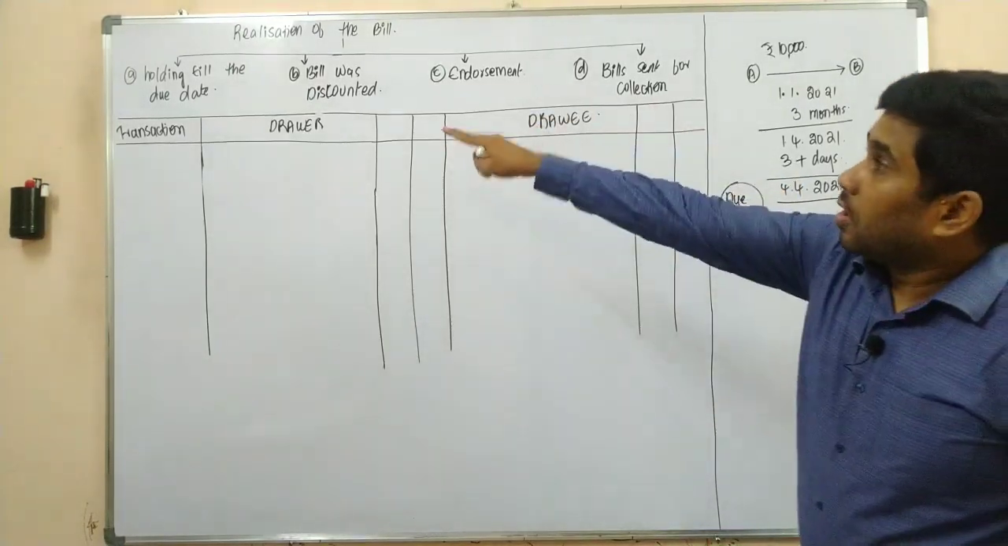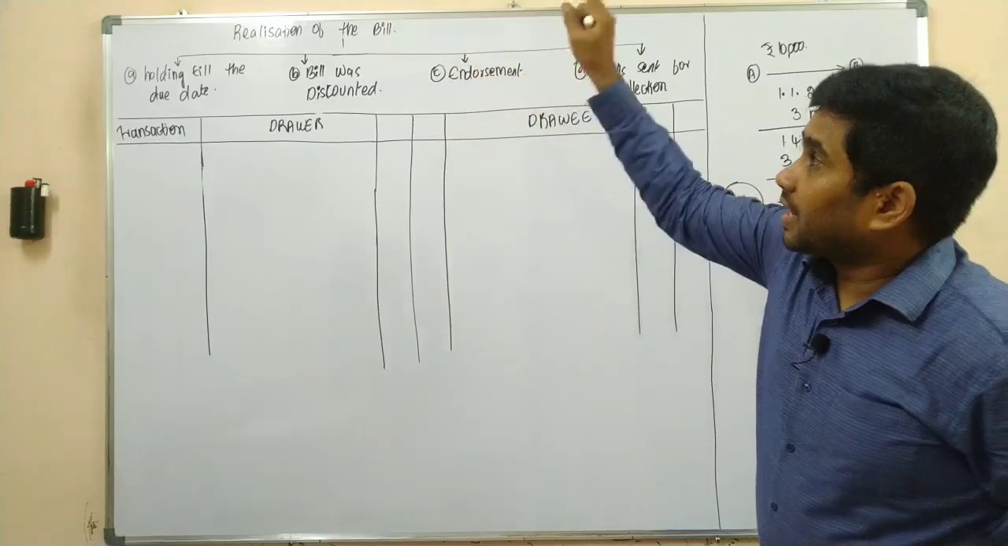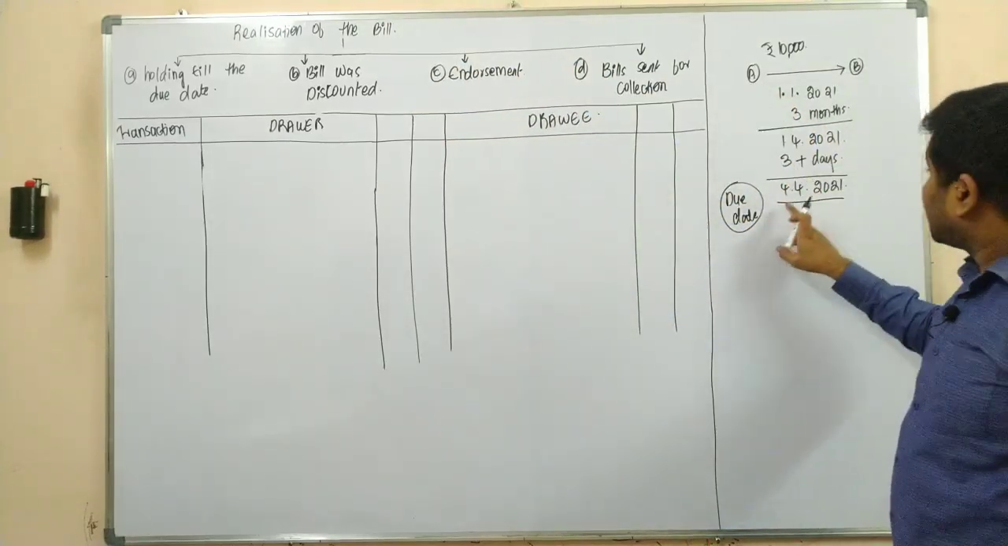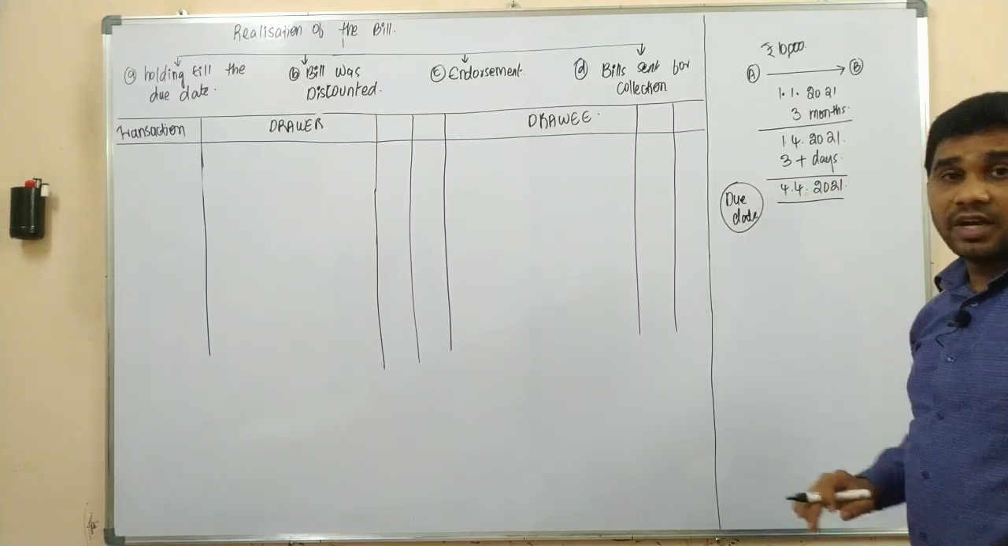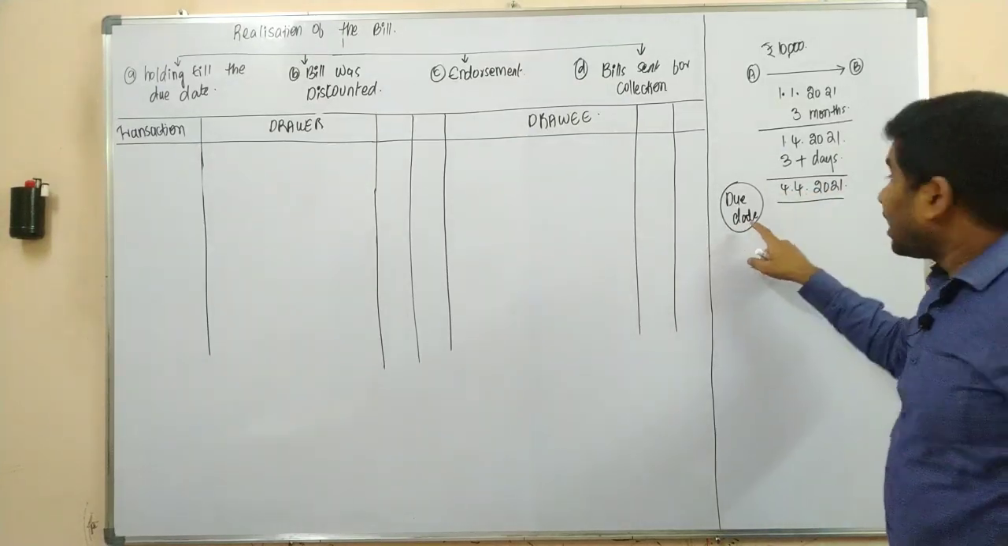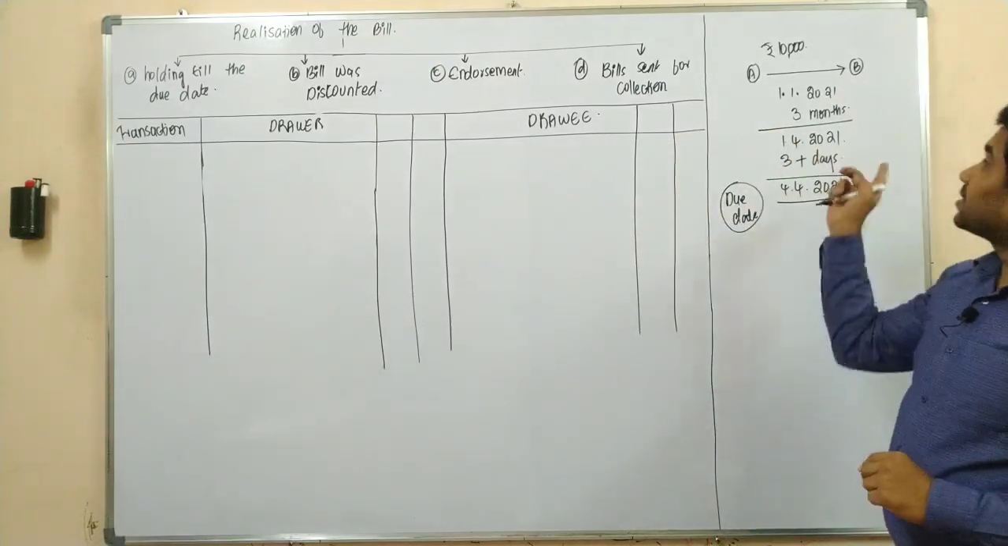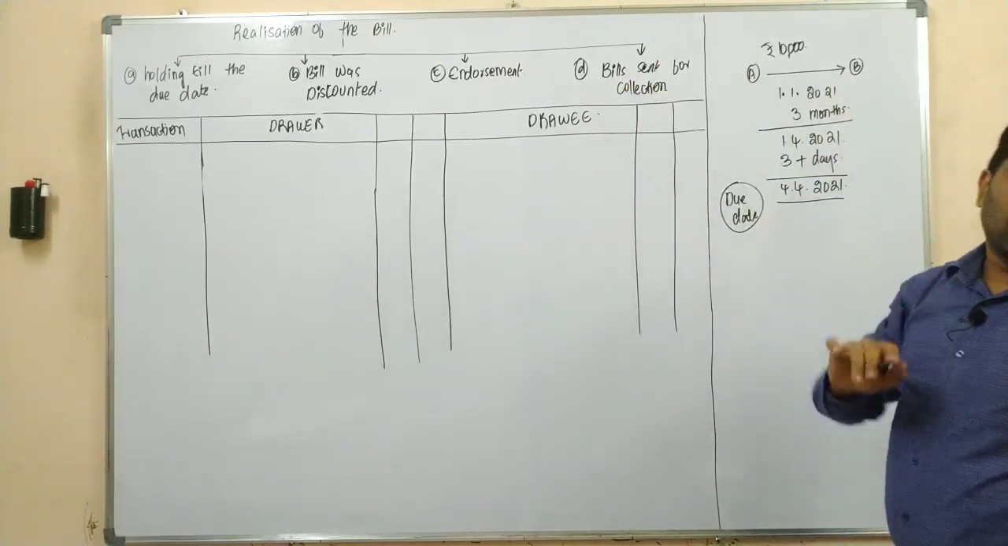Now let's continue. Holding till the due date and the amount was realized. So that means Mr. A is holding the bill till 4/4/2021. That is nothing but your due date. And on the due date, Mr. B paid the amount to Mr. A. That is your drawer. What is the journal entry, sir?